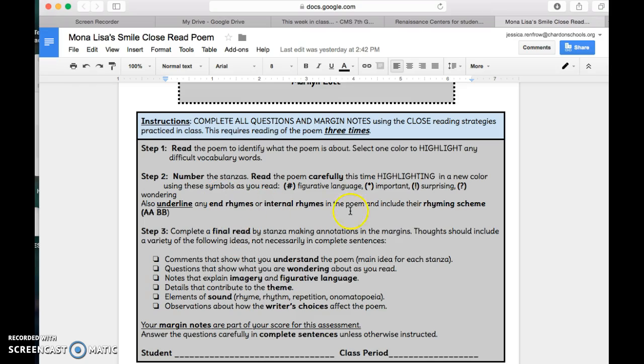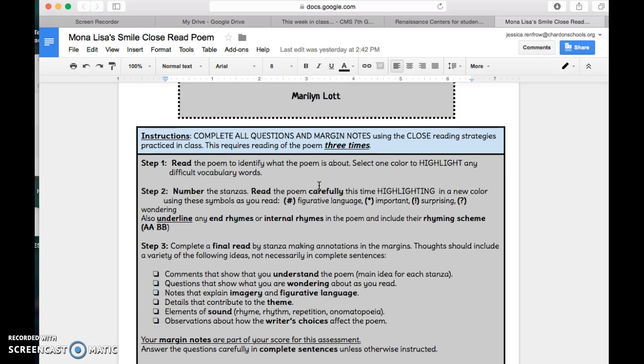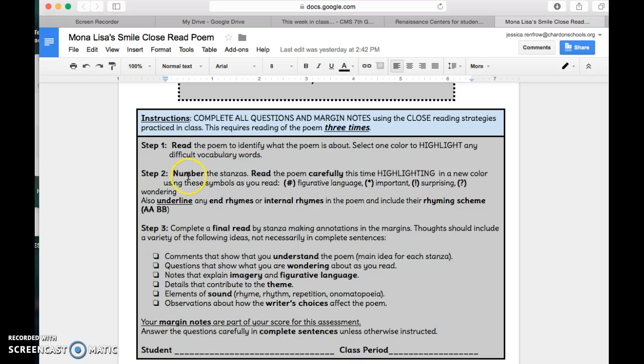The big difference is that you're going to be looking for figurative language. So think of words like the onomatopoeias and our alliteration that we talked about, and consonants that we talked about, or similes or metaphors, whatever you might see. But the first time you read, you're going to be looking for any difficult vocabulary and figuring out what the poem's about. The second time you read, you're numbering the stanzas, you're reading the poem carefully, highlighting in a new color, using these symbols. So we have the hashtag sign as figurative language, and then our traditional signs are important, surprising, and wondering. Now you also, in the second read, want to underline any end rhymes or internal rhymes in the poem, and then include their rhyming scheme next to it on the line.